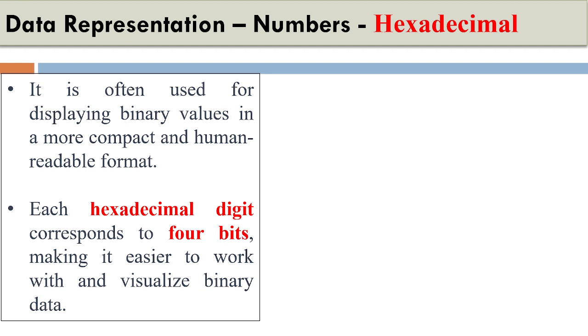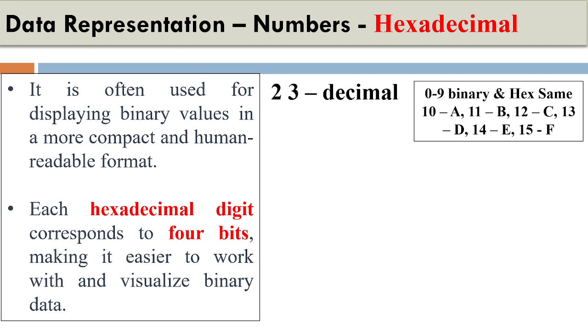And then we go on to the hexadecimal system. Hexadecimal digits correspond to 4 bits, and it makes it easier to work with and visualize binary data. It is often used in displaying binary values in a more compact and human readable format. Suppose there is 23, written in decimal. 0 to 9 in binary is the same as hex. 10 is represented by A, 11 by B, 12 by C, 13 by D, 14 by E, and 15 by F.